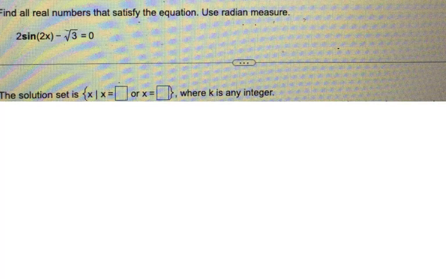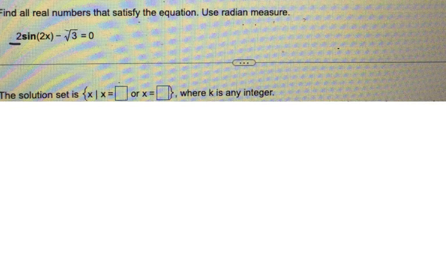Okay, so on these, we have to find all real numbers that satisfy the equation using radian measure. Your 12 and 13 are similar. I think 12 is harder. So I'm going to work it out, and then I'll explain some of the differences for 13. The thing that makes 12 different is that my trig function is not isolated.